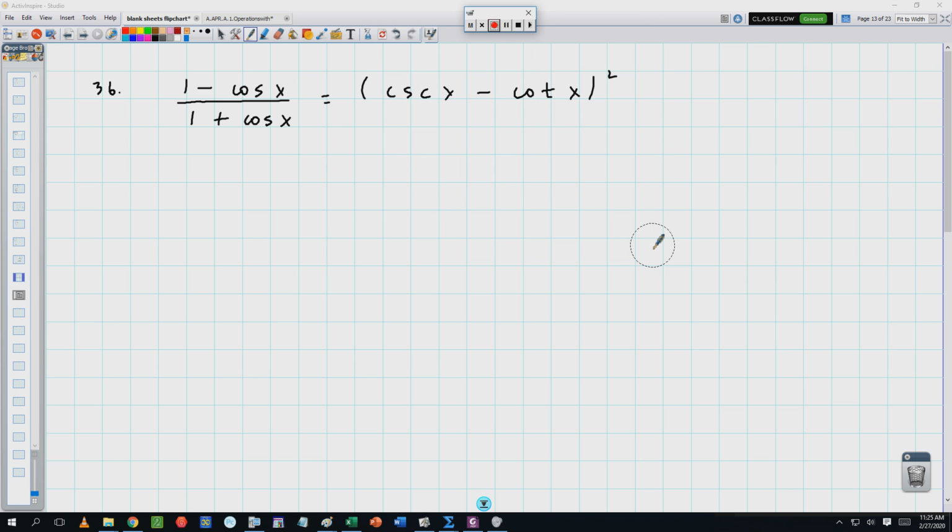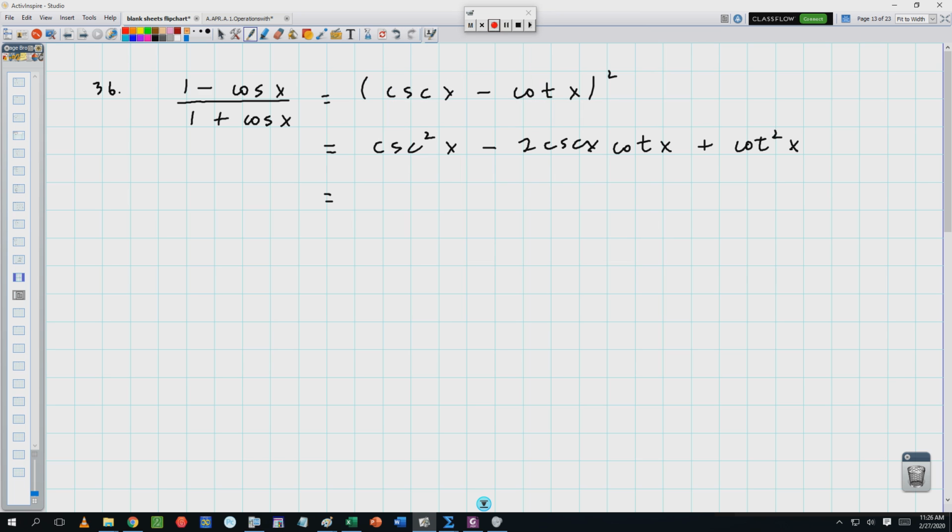Let's take a look at this identity here. The right side is definitely the more complicated. I'm going to FOIL this, and then I'm going to go with the sines and cosines. So I'll have secant or cosecant squared minus 2 cosecant cotangent plus cotangent squared. I FOILed that parentheses.